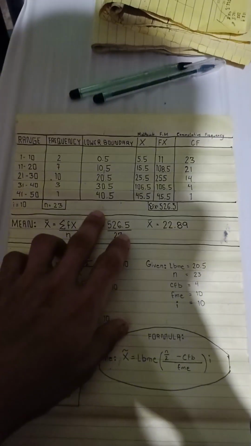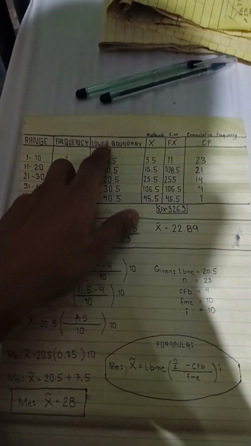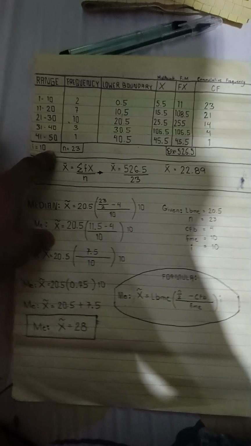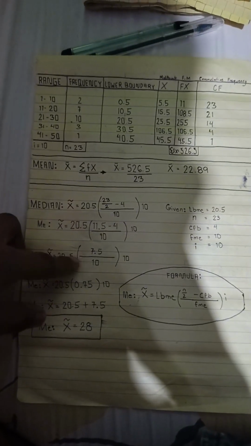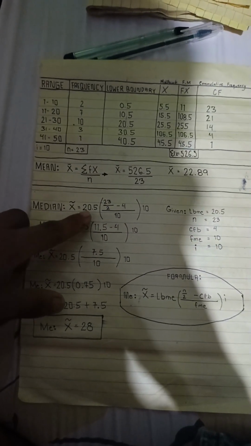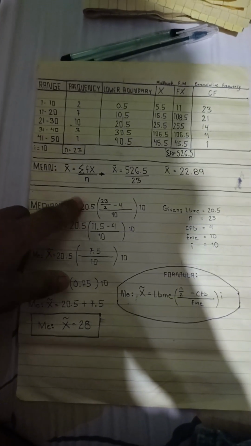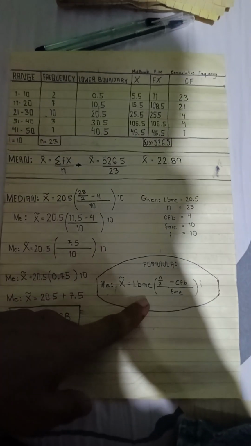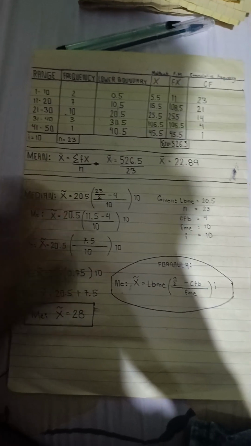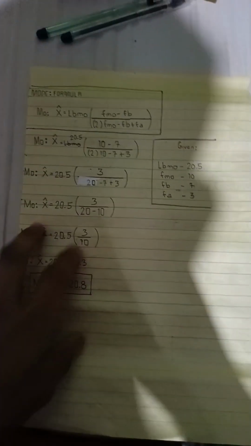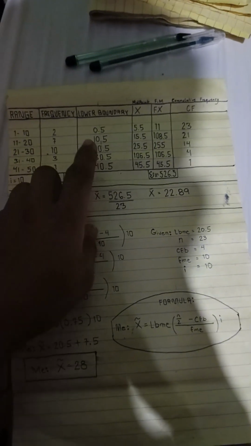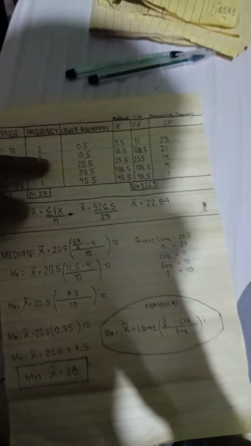If you notice, I include the lower boundary in the table in order for us to give the value of our formula in our median and also to the mode. That's why I include the lower boundary to the table.